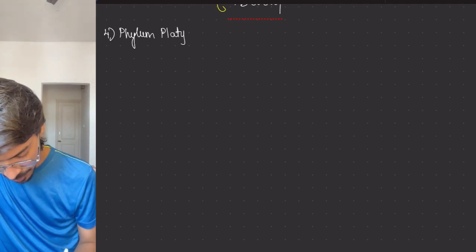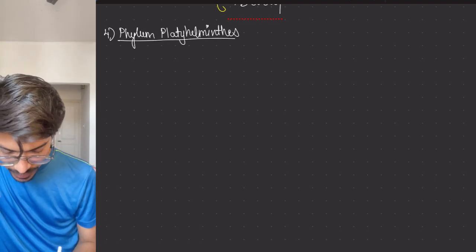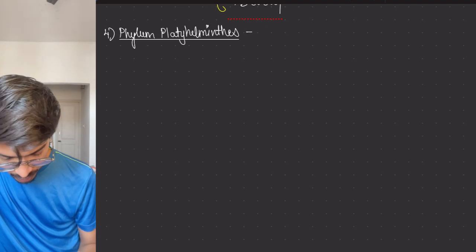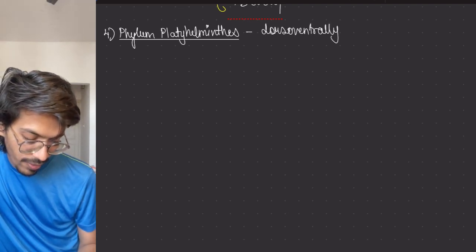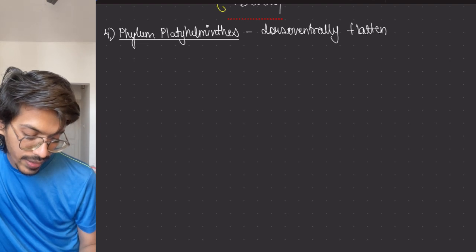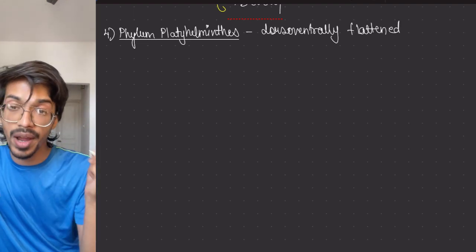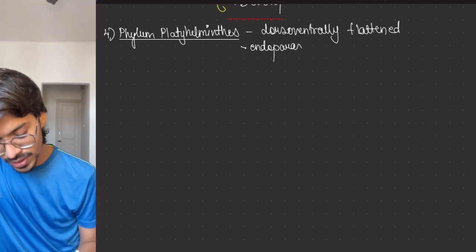Phylum Platyhelminthes. Now, what are they? Their body is dorso-ventrally flattened. There can be a free living form and a parasitic form. Most of them are parasitic, and most of them are what? Endoparasites. What is the free living form?